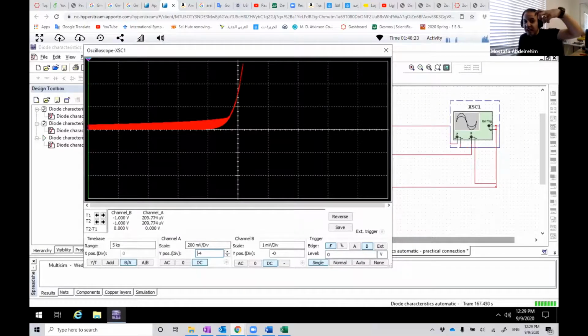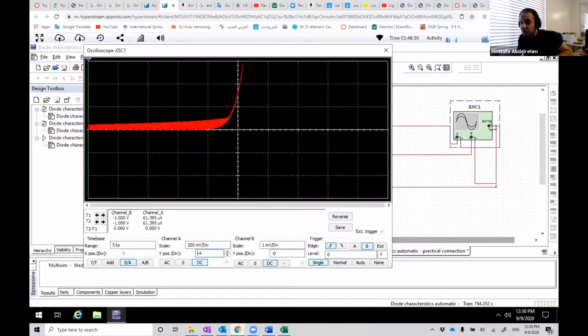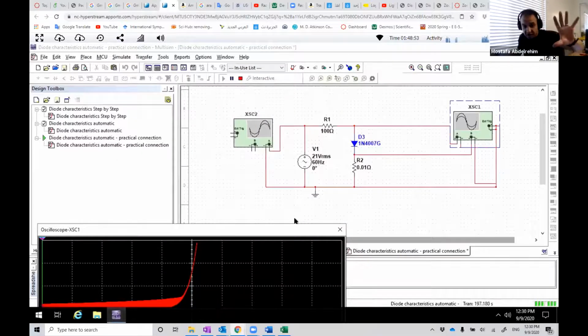Now, take delta x and multiply it by the volts per division of the channel that represents the horizontal axis, which is channel A, the horizontal. So multiply delta x by this value, 200 milli. Then multiply delta y by the voltage per division of the y channel, which is B, the 1 millivolt per division. And don't forget to divide the value you get, delta y multiplied by the voltage per division of the y channel, B, by 0.01 to get the current.